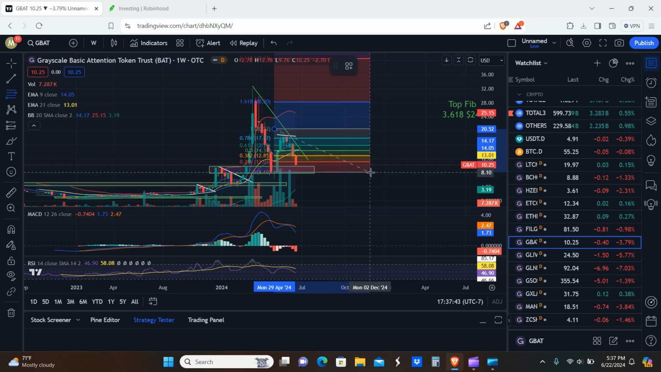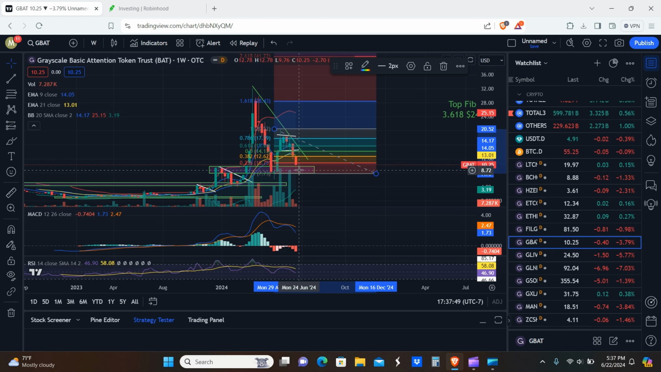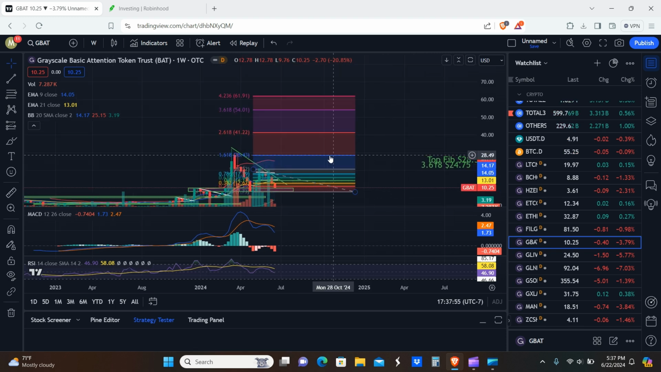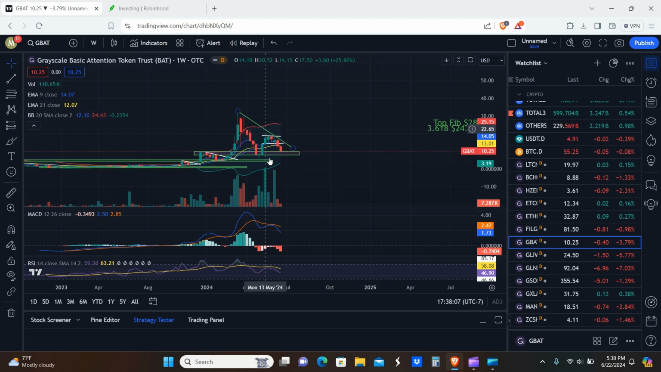Let's actually just measure this down and say that the bottom is roughly about where the bottom of these candles are here. So maybe we get some kind of double bottom formation and then boom, it pops to the upside. So if that's the case, then the 1.618 would be $28.5, 2.618 would be $41, 3.618 would be about $54, and 4.618 would be $62 respectively.